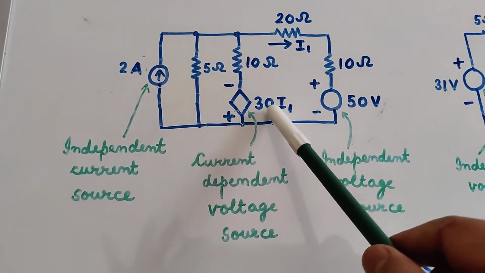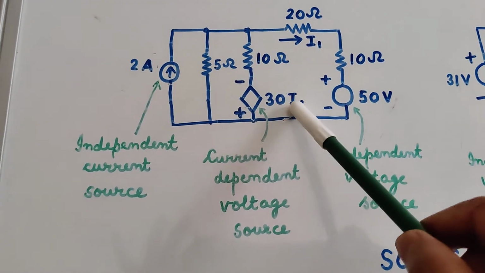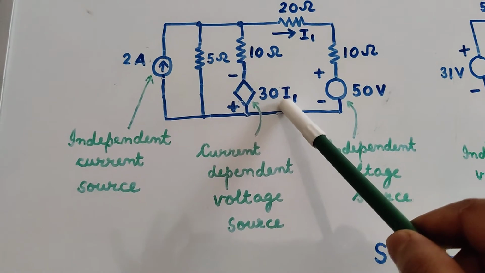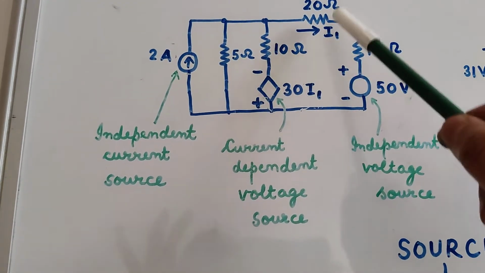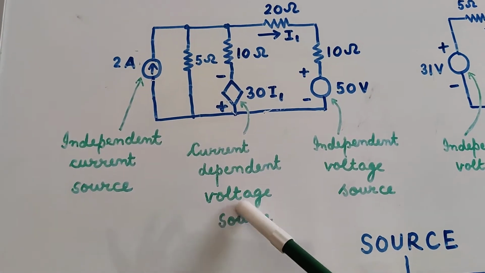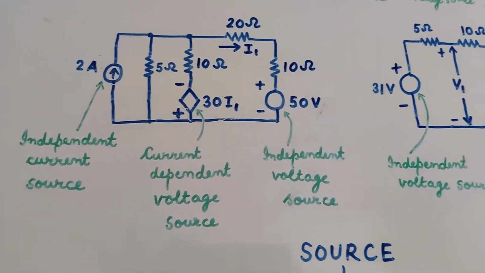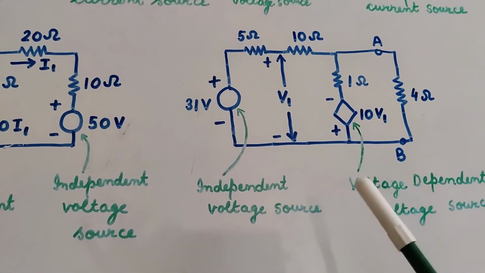So this type of dependent voltage source is current dependent. This type of voltage source will always depend on the current in this circuit element. So this is a current dependent voltage source. Now let us consider the next circuit.